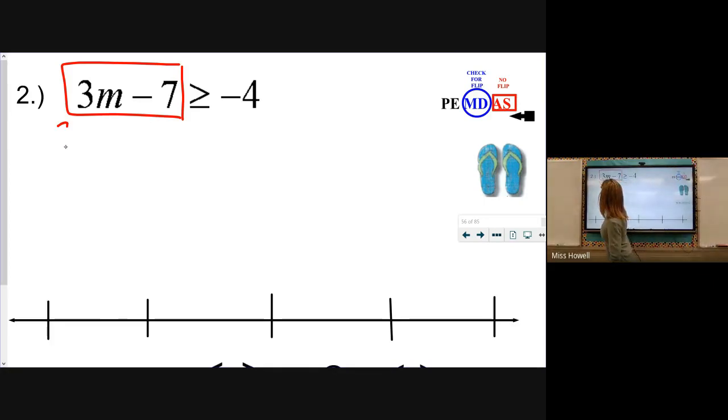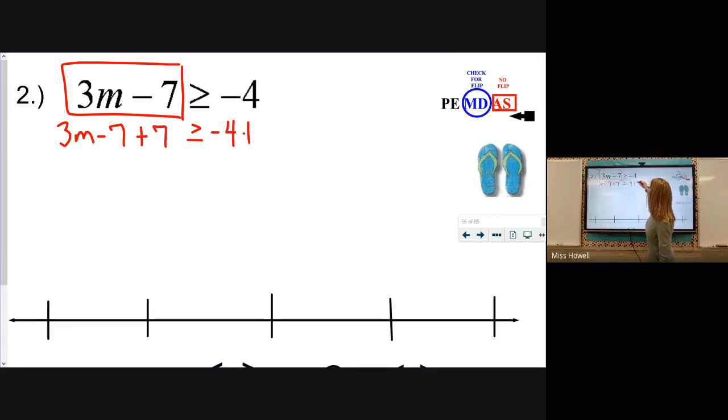So we have a 3m minus 7. We're going to add 7. Bring down your greater than or equal to. What we do to one side, we got to do the other. So over here with our -4, we also have to add 7. On our left side, the 7s are going to cancel, leaving us with a 3m. Over here, a -4 plus 7 would just give us a positive 3.